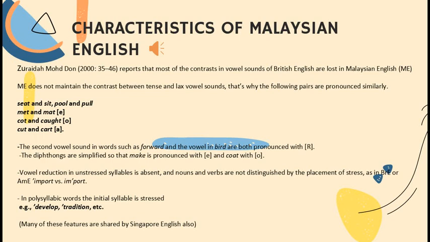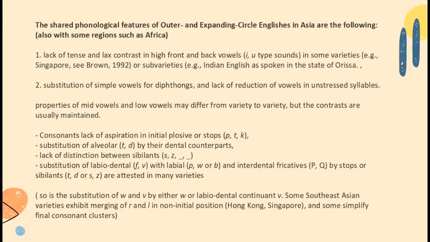Vowel reduction in unstressed syllables is absent, and nouns and verbs are not distinguished by the placement of stress, as in BrE or AmE, import versus import. In disyllabic words the initial syllable is stressed.